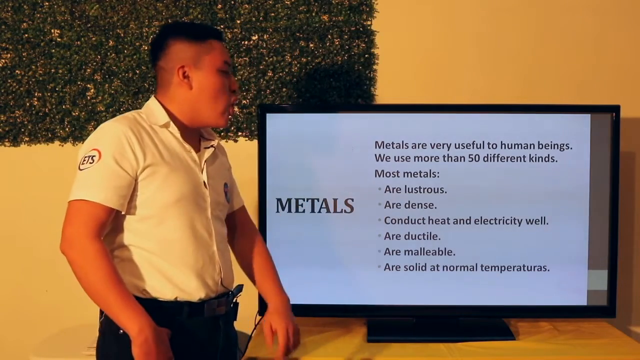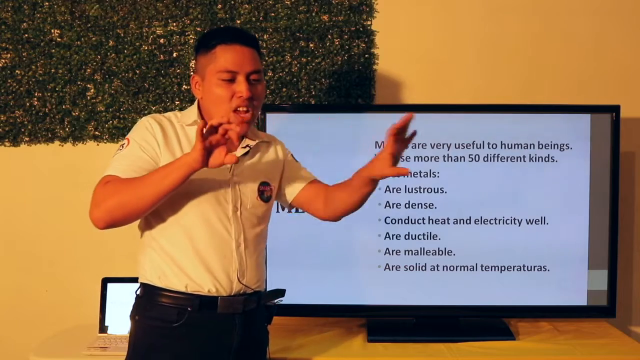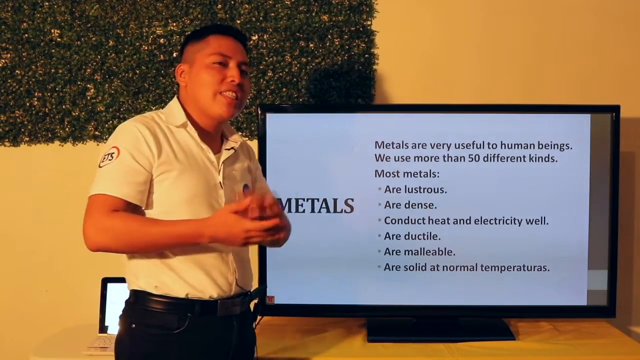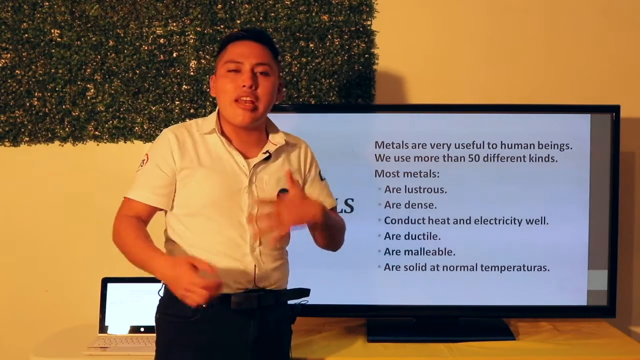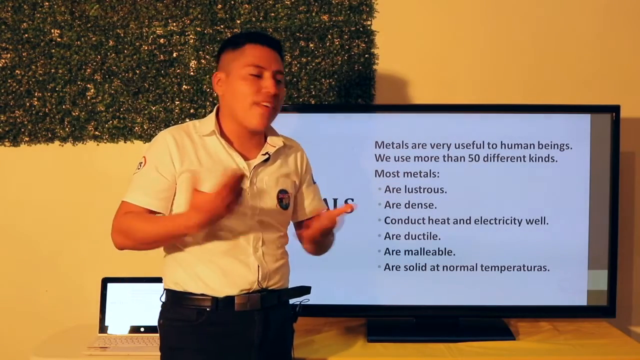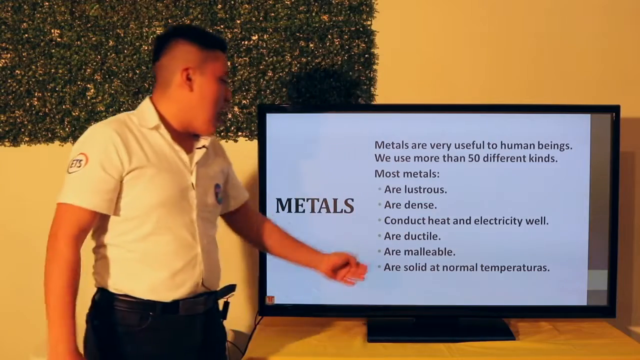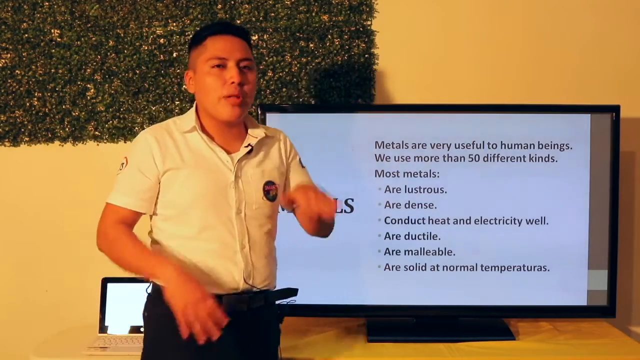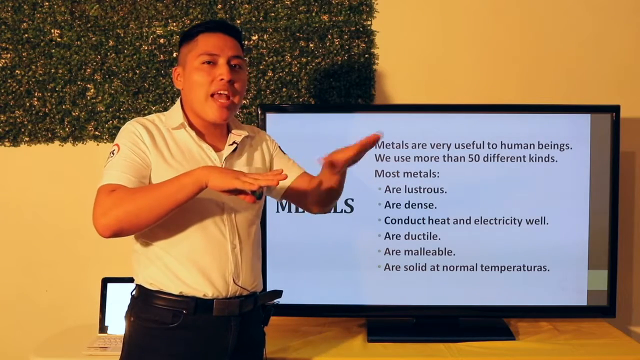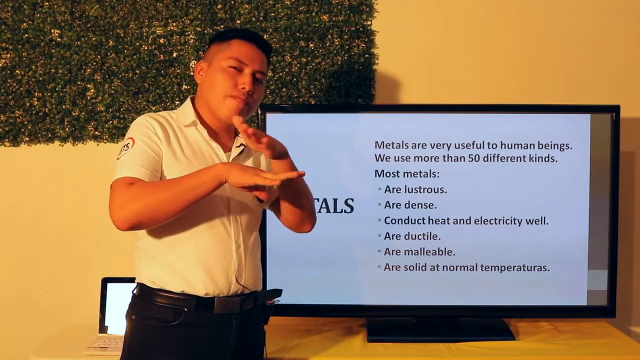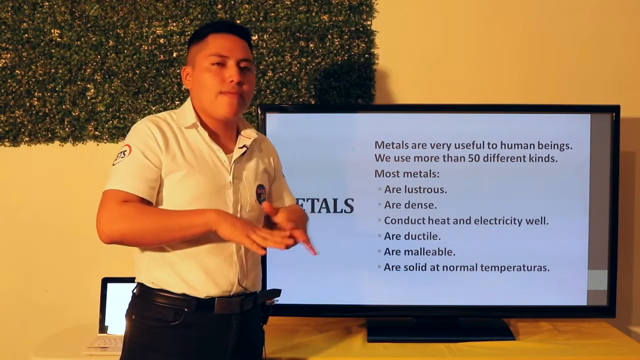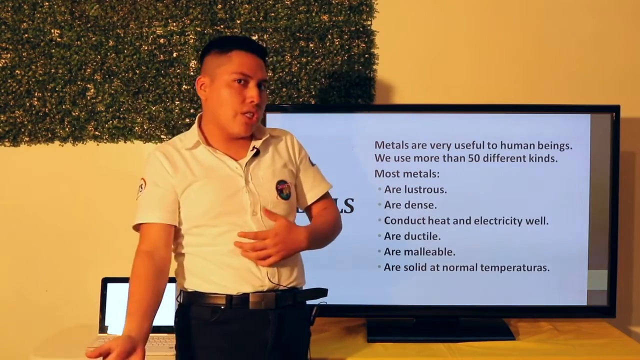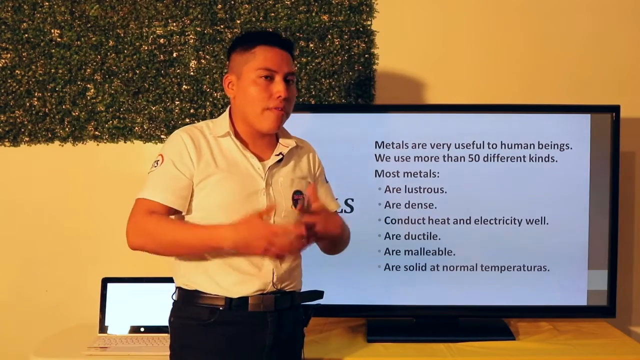Now we have ductile: metals can be reduced to tubes or fibers that can be used in industry or in different areas. We have malleable. When we say that a metal is malleable, it means we can create many sheets or something like that from metal, used in building constructions or different things.